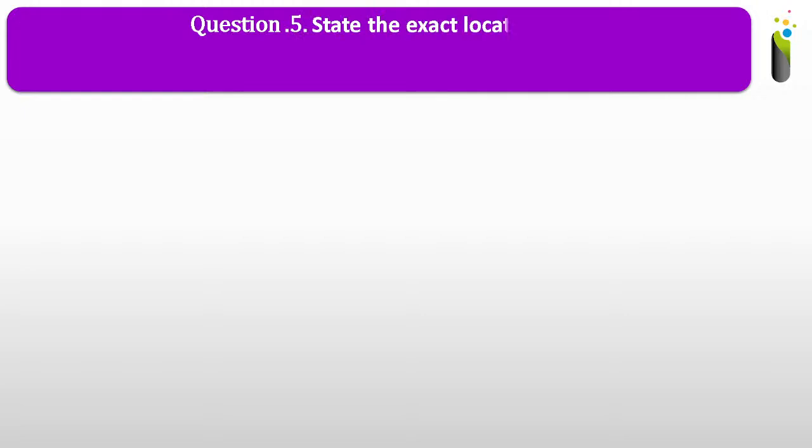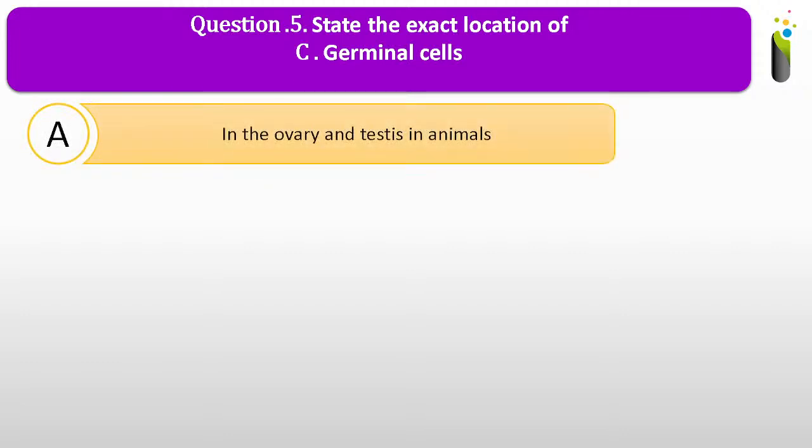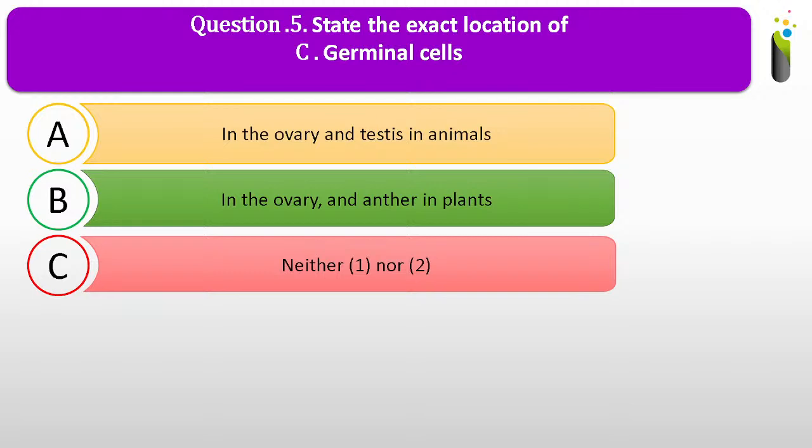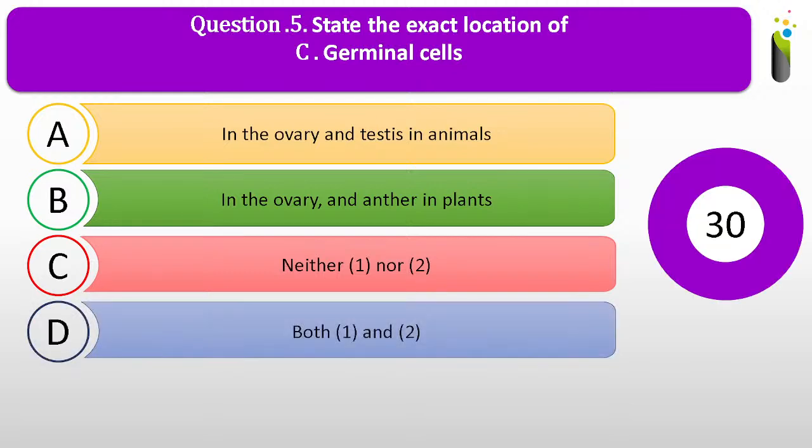Question number 5, state the exact location of sub-question C, that is germinal cells. A, in the ovary and testis in animals. B, in the ovary and anther in plants. C, neither one nor two. D, both 1 and 2. So, where are the germinal cells located?